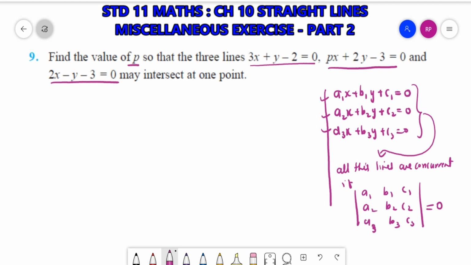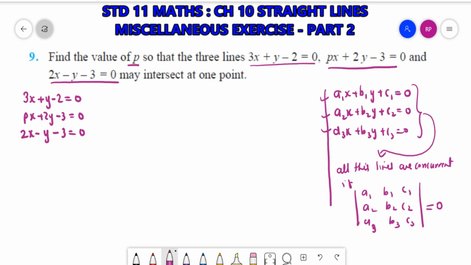If this determinant value is 0, then these three lines are concurrent, meaning they intersect at a single point. So now let's see, here the lines are 3x plus y minus 2 equal to 0, px plus 2y minus 3 equal to 0, 2x minus y minus 3 equal to 0. Now we have to show that all these three lines intersect at one point.